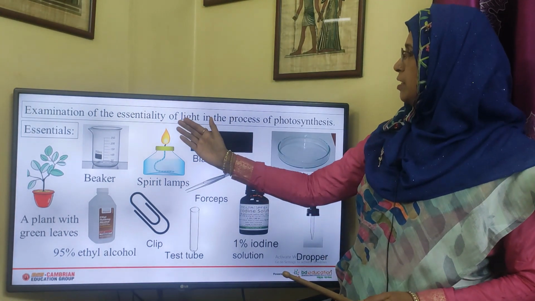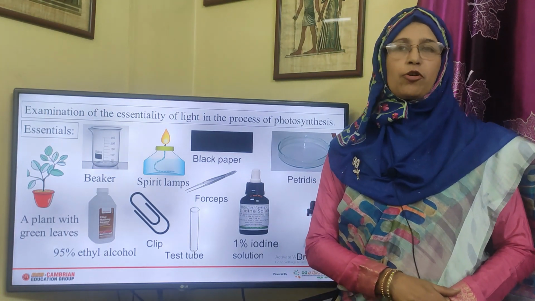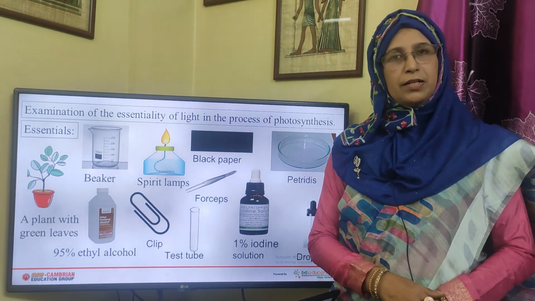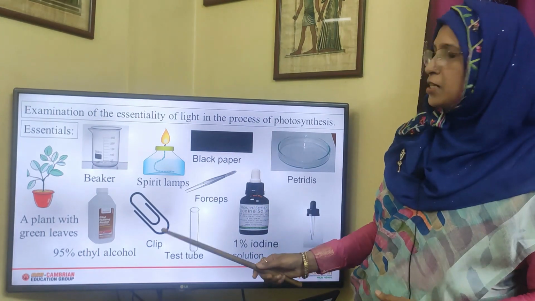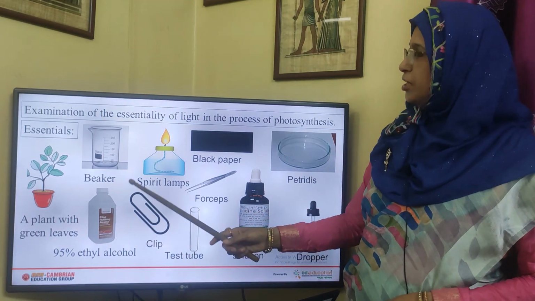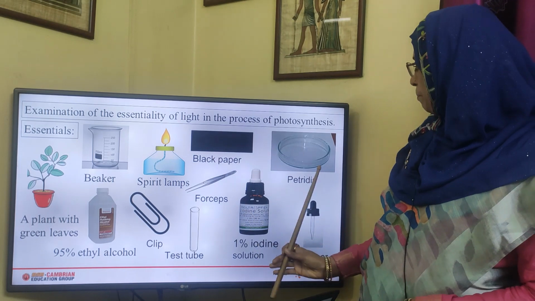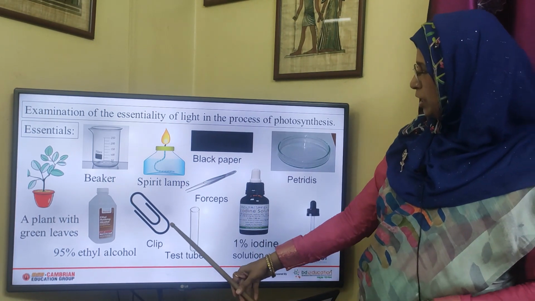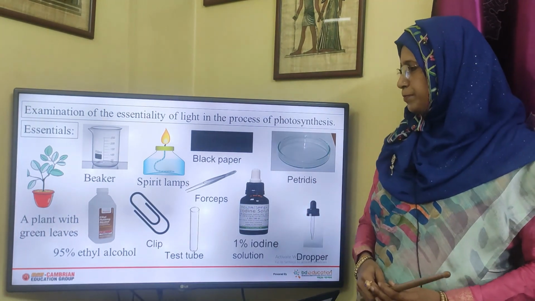Now, we have learned the essentiality of light and chlorophyll in the process of photosynthesis, but how can we prove this? By an experiment you can show it by activities. So what equipment is needed? First, a plant with green leaves, that means fresh alive leaves, a beaker, spirit lamp, black paper, petri dish, droppers, 1% iodine solution, test tube, clip or forceps, and 95% ethyl alcohol.